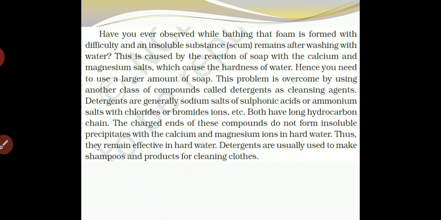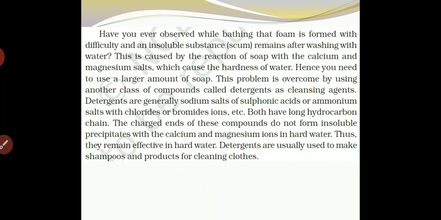This problem is overcome by using another class of compounds which we call a detergent, a cleaning agent. Okay. Detergents are generally sodium salts of sulfonic acid and ammonium salts with chloride and bromide ions, etc. Okay, so from this you can see that in detergent there are what? Okay, sodium salt of a sulfonic acid, or an ammonium salt with chloride and bromide. Both have a long hydrocarbon chain.